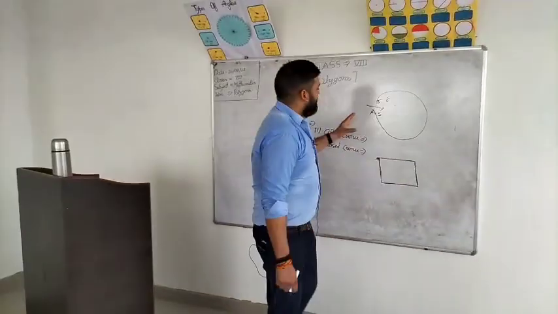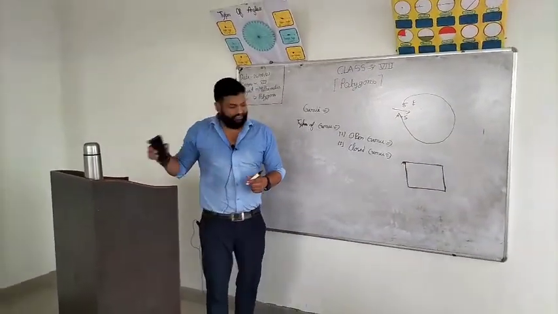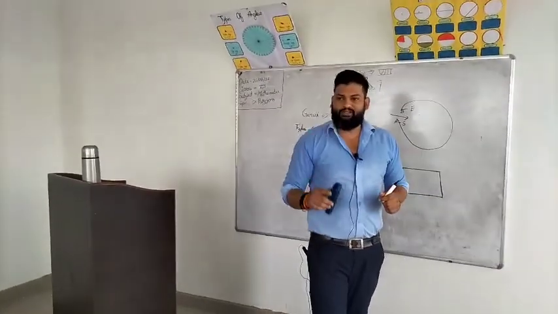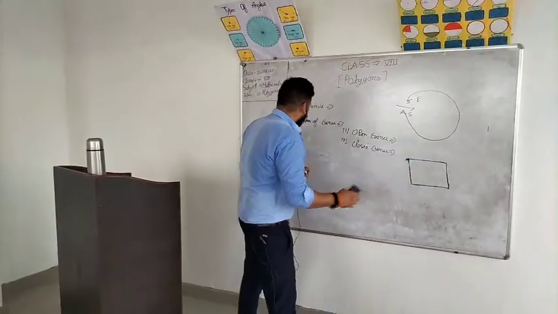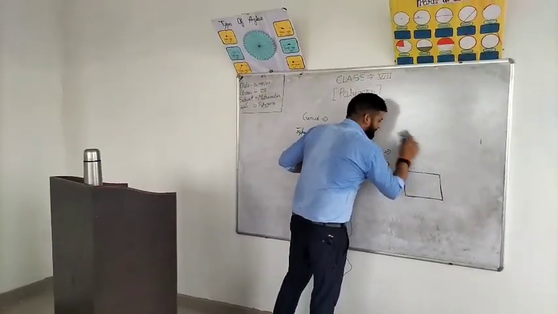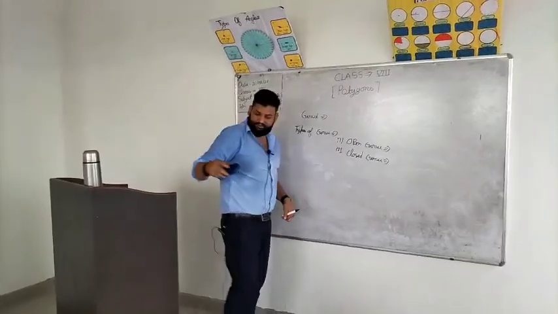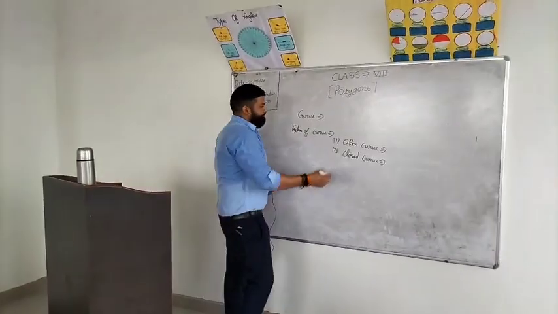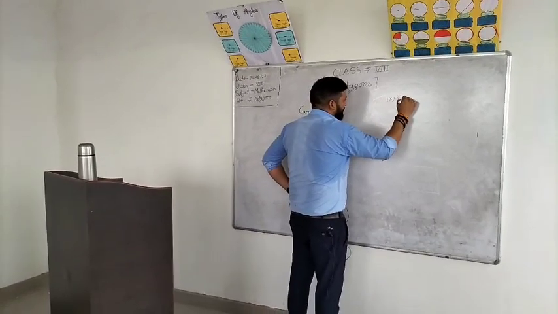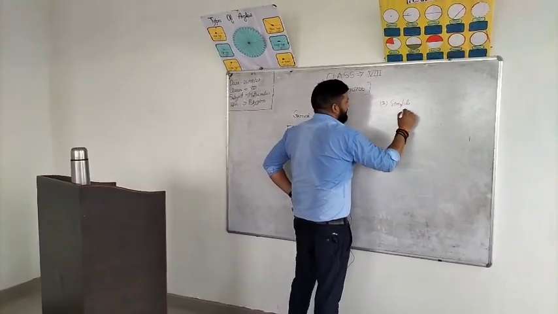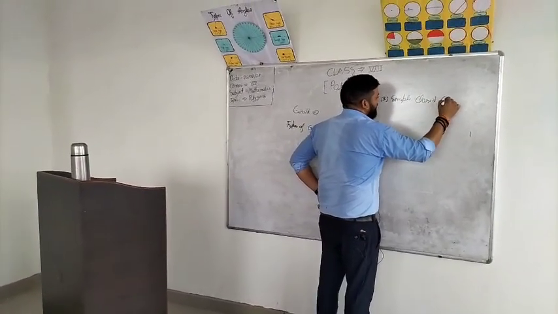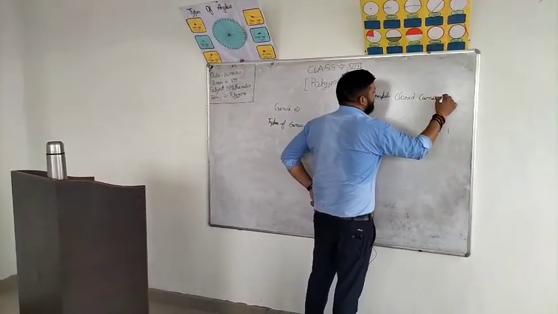And after that there is one more topic which I have to discuss, that is very important, and from there polygon will start. So these are two types of curve. And after that, beta, there is one more, the simple closed curve. The third one is the simple closed curve. What is the simple closed curve?